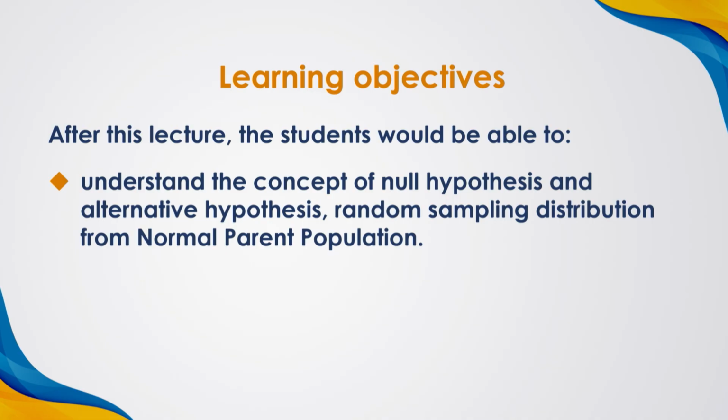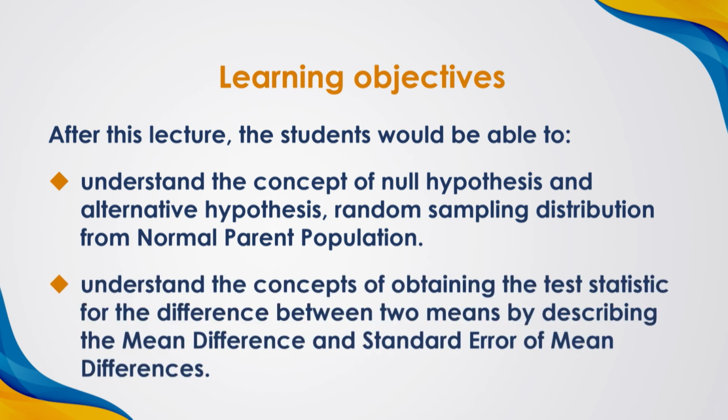The first objective is to understand the concept of null hypothesis and alternative hypothesis, random sampling distribution from normal parent population. The next, the students are able to understand the concepts of obtaining the test statistic for the difference between two means by describing the mean difference and standard error of mean differences.